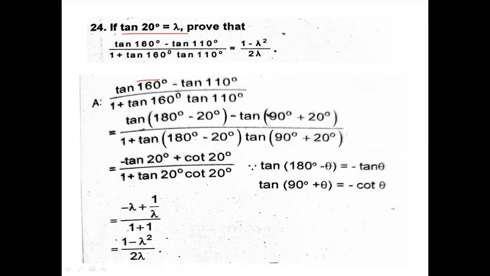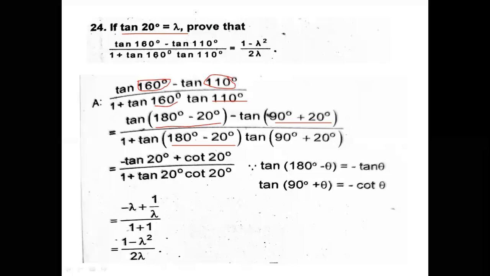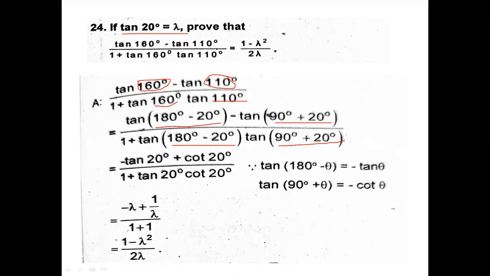So tan 160 can be written as tan (180 minus 20). Tan 110 can be written as tan (90 plus 20), right? So instead of tan 160, we wrote tan (180 minus 20), and instead of tan 110, we have written tan (90 plus 20).